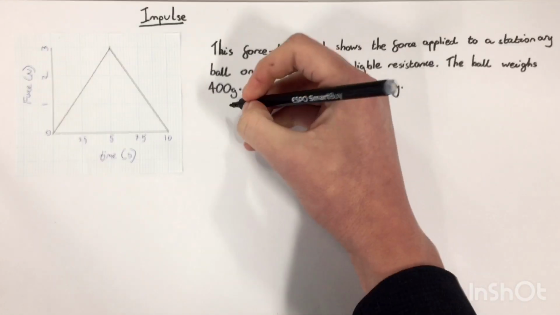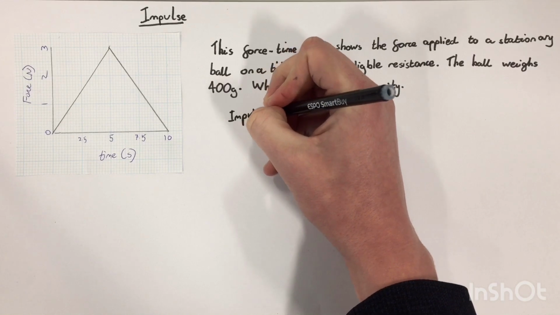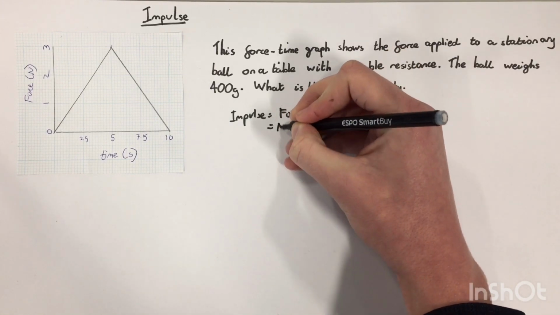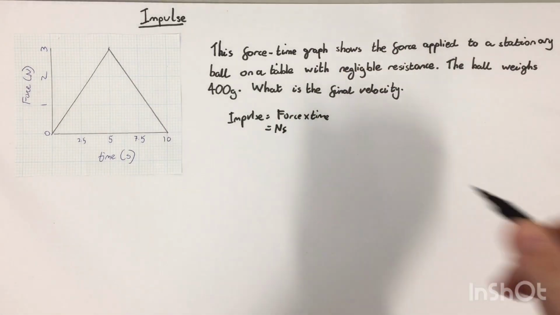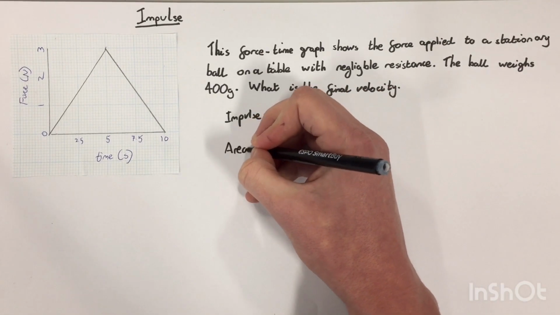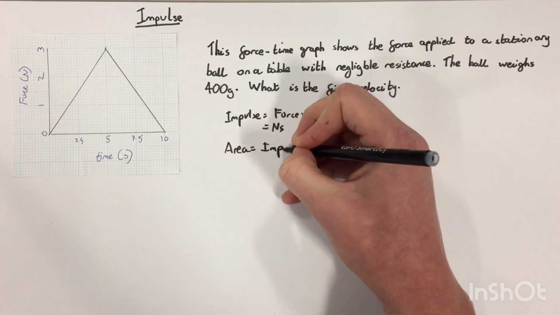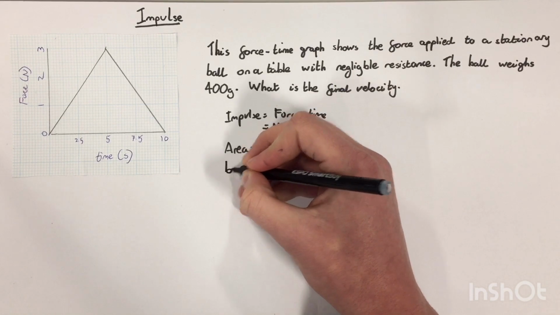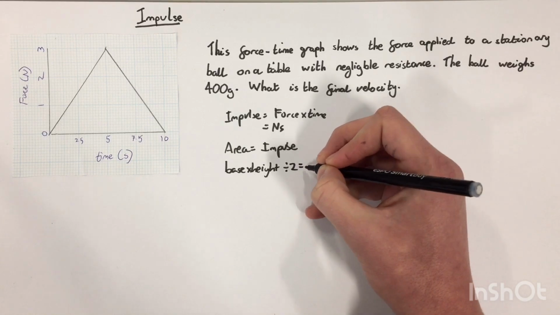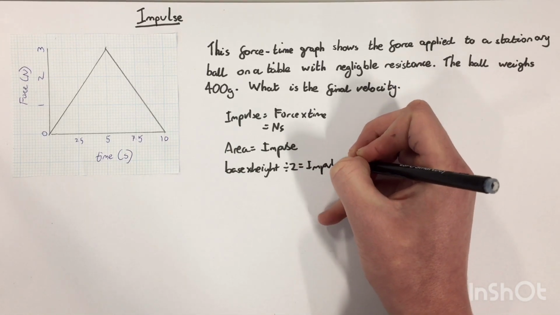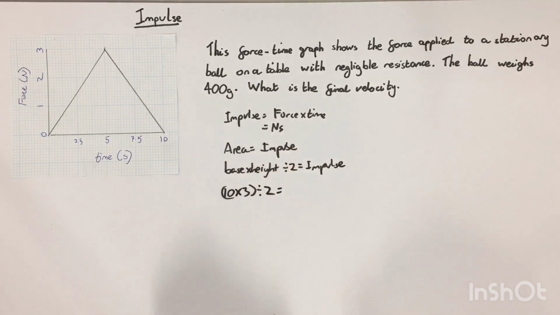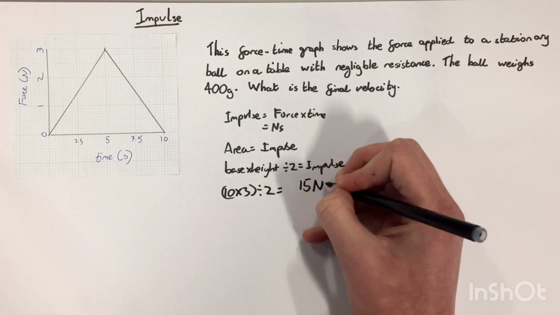First of all, we need to know that impulse is equal to force times time, or in short, Newton seconds. And the area under the graph will also be equal to Newton seconds. So the area under the graph is equal to the impulse. So base times height divided by 2 will be equal to the impulse. Ten times 3 divided by 2, which gives us 15 Newton seconds.